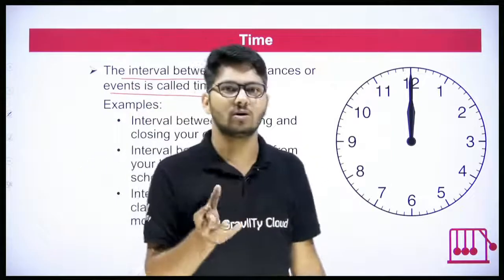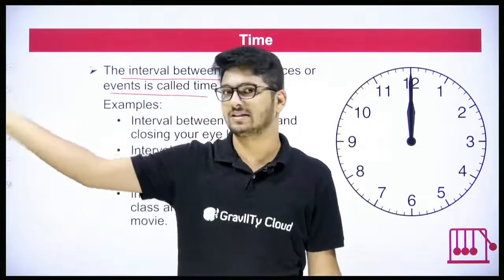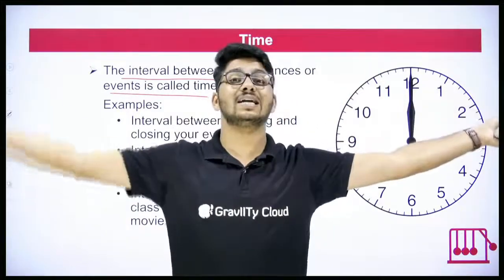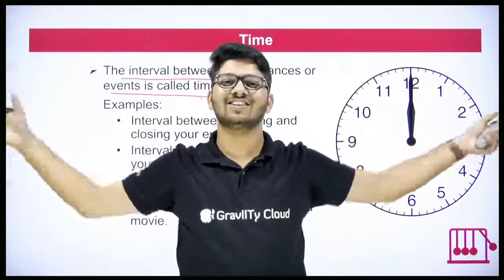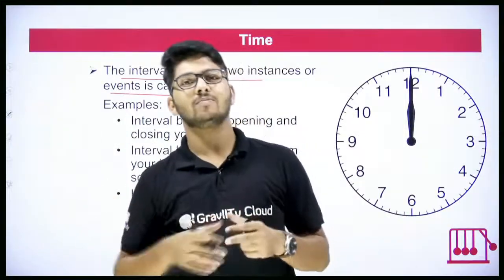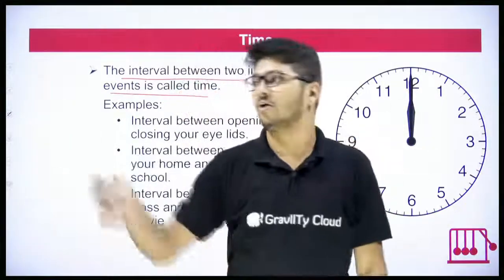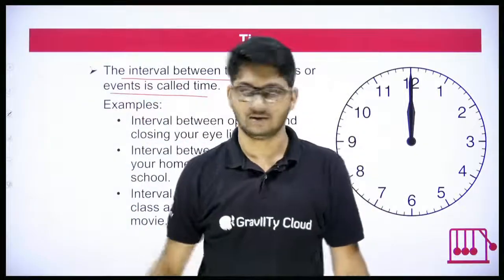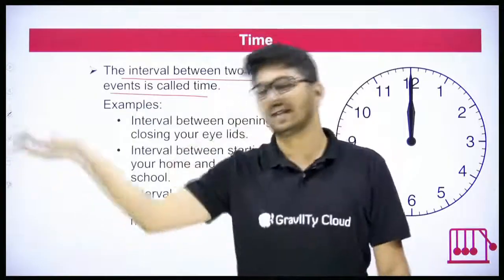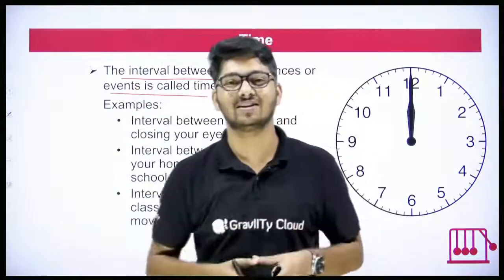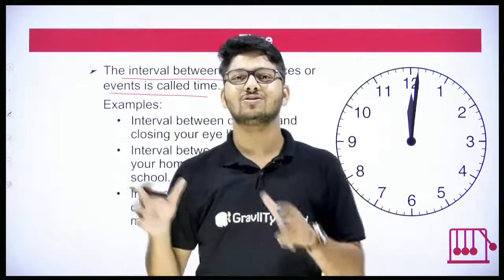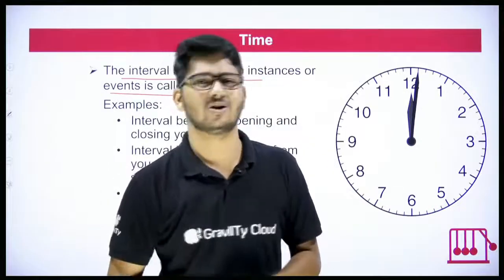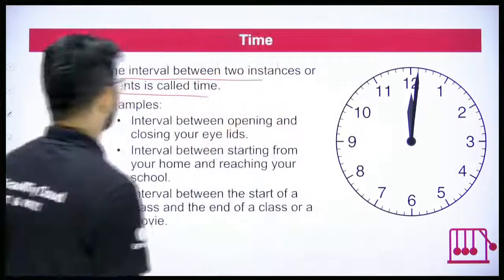Like if the sun rises once, then from sunrise to sunset, what is the interval between them? That's also measured in terms of time. Sunrise to sunset, or from one sunrise to another sunrise again, how much time does it take? That is also an interval. We measure it using time. Yes or no? So there are many examples that you can think of.